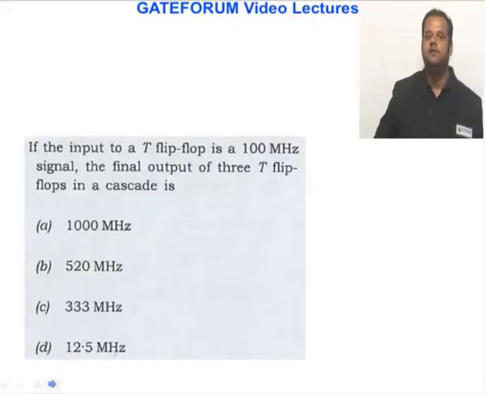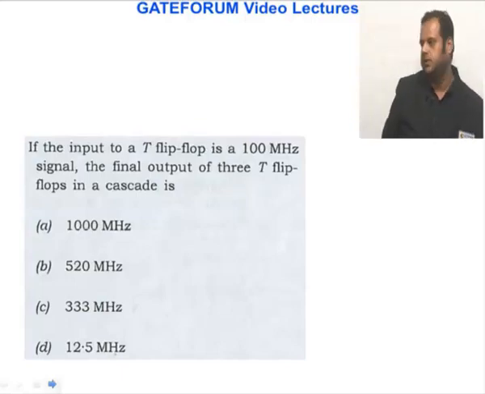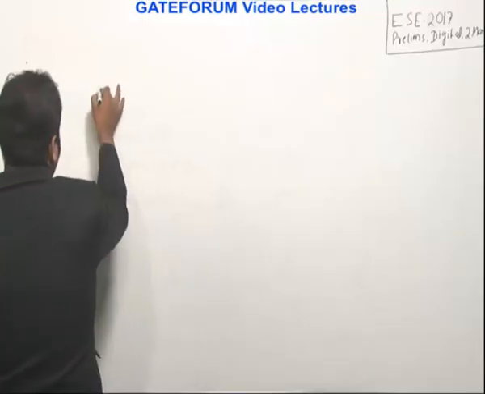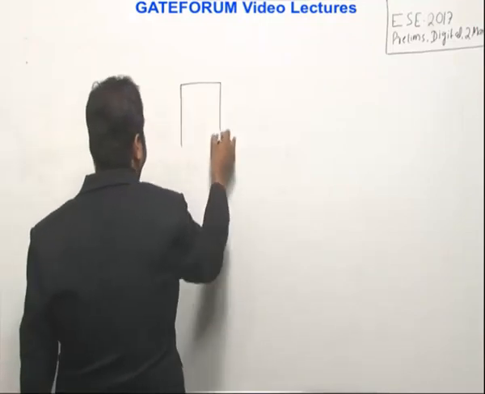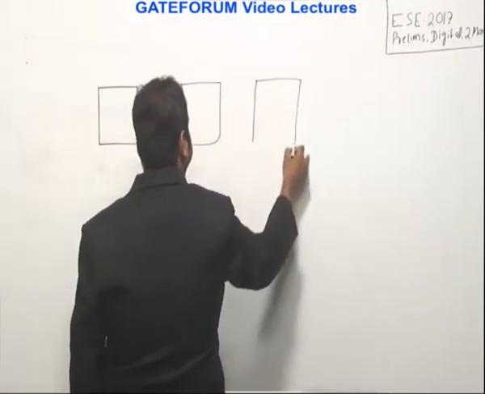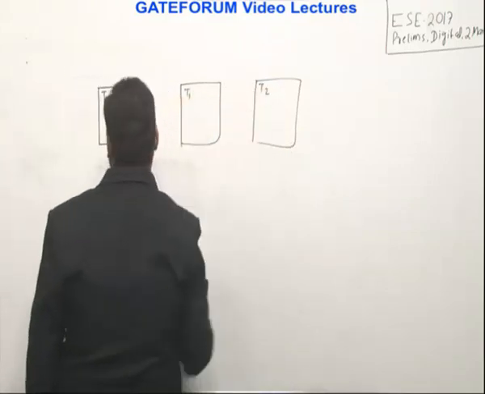If the input to a T flip-flop is a 100 MHz signal, what is the final output of 3 T flip-flops in cascade? So there are 3 T flip-flops in cascade, right? So these are 3 T flip-flops. Let's call this T0. Let's call this T1. Let's call this T2.